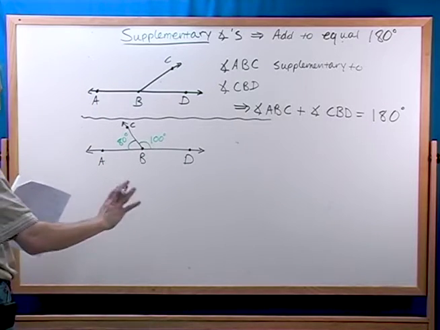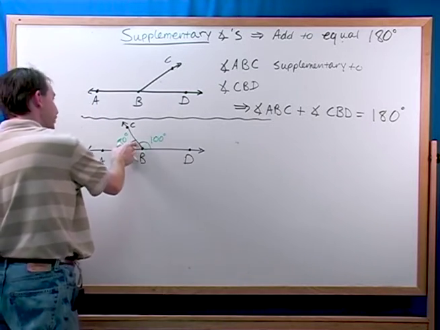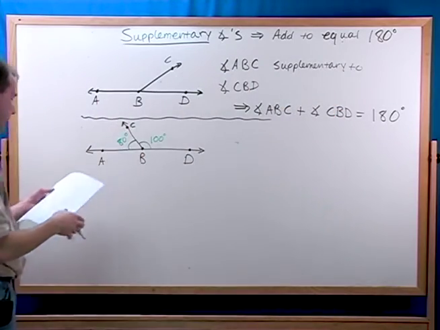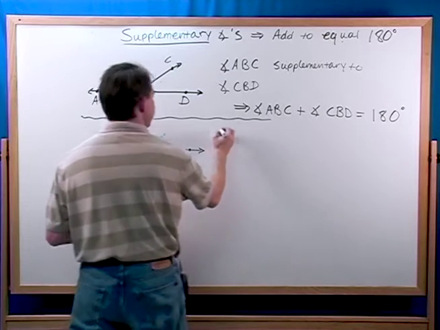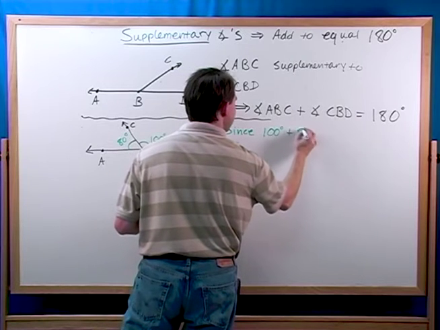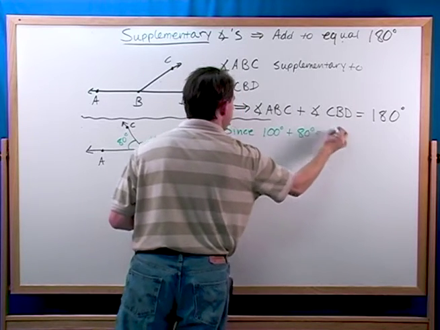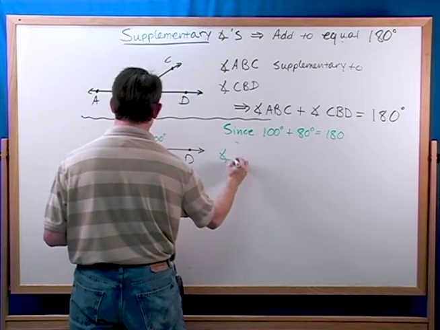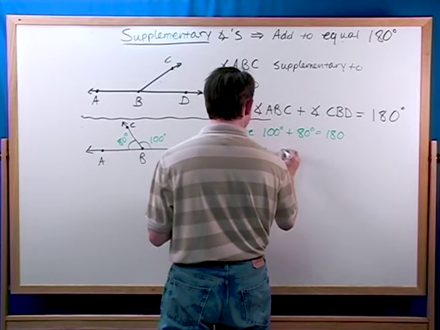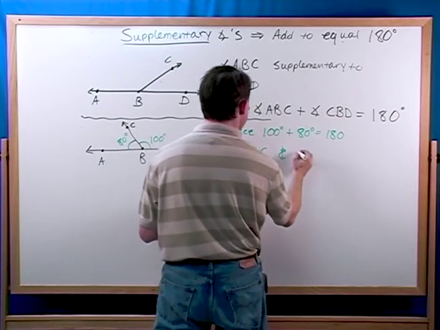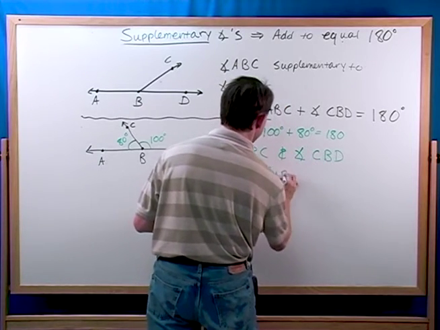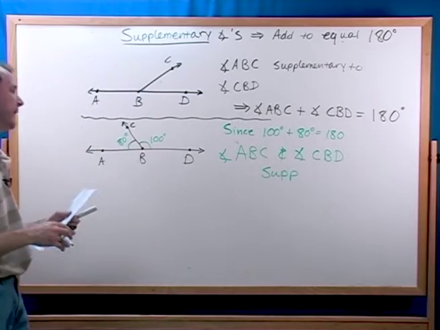Then you would know just by looking at it, because 100 degrees plus 80 degrees gives me 180 degrees, that these two angles right here are supplementary to one another, okay? So we say since 100 plus 80 is equal to 180, then we say angle ABC, and this is just my little symbol for and, angle CBD are supplementary. And a lot of times you see supplementary just written by SUPP like that.